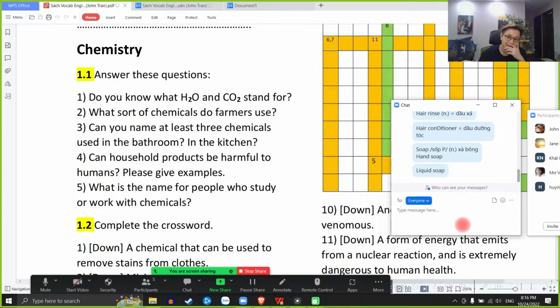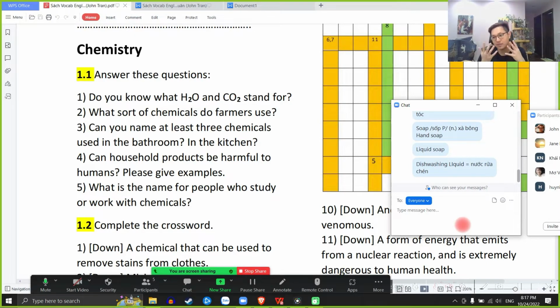What else? Dishwashing liquid. Nước rửa chén. What else then? Of course we use bleach in the kitchen too, to clean things. But the two most important and the two cheapest things you can find in the kitchen to clean are vinegar.